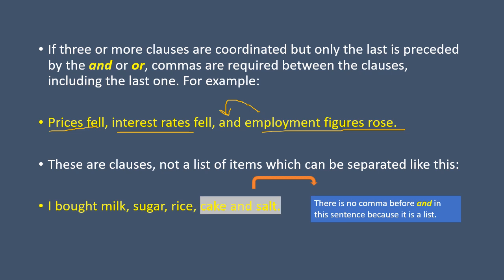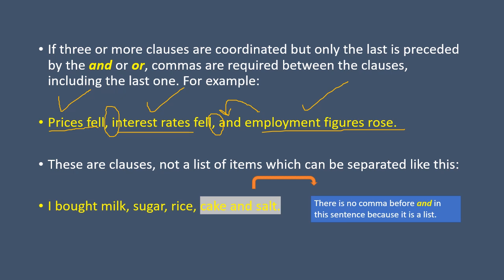So then you have to use a comma here after the first one, a comma here after the second one, and a full stop at the end. So you could see that here the comma is separating all three clauses. Prices fell is a sentence. Interest rates fell is a sentence. Employment figures rose is a sentence. So these are three sentences which are joined together. When they are joined together into one big long sentence, then obviously they are called clauses.